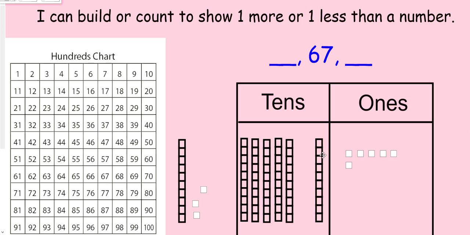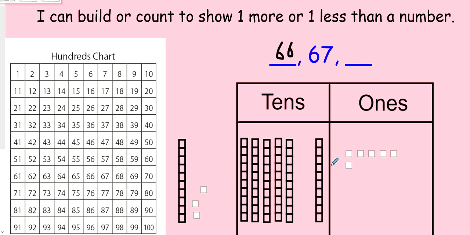Now look at my board. I have 6 tens and 6 ones. One less than 67 is 6 tens, 6 ones. What number would that be? 66. We can count on our board to be sure. Count with me. 10, 20, 30, 40, 50, 60, 61, 62, 63, 64, 65, 66. One less than 67 is 66.